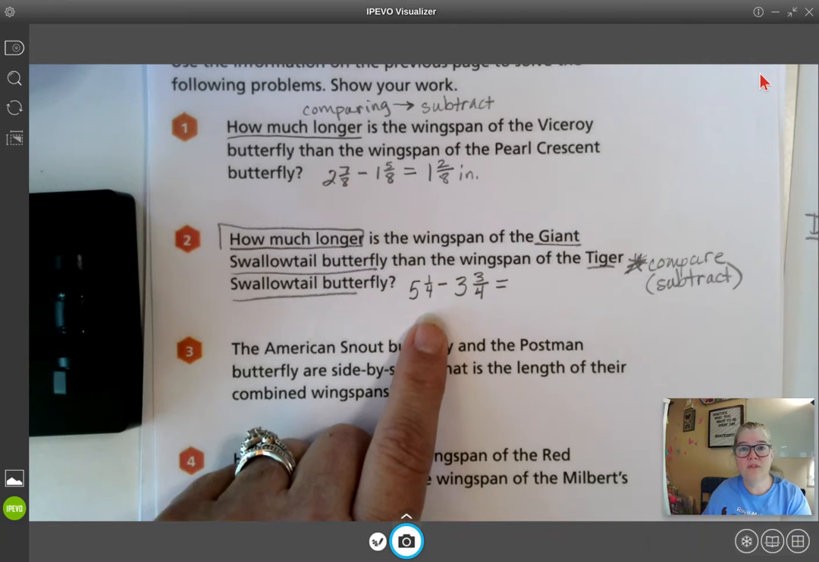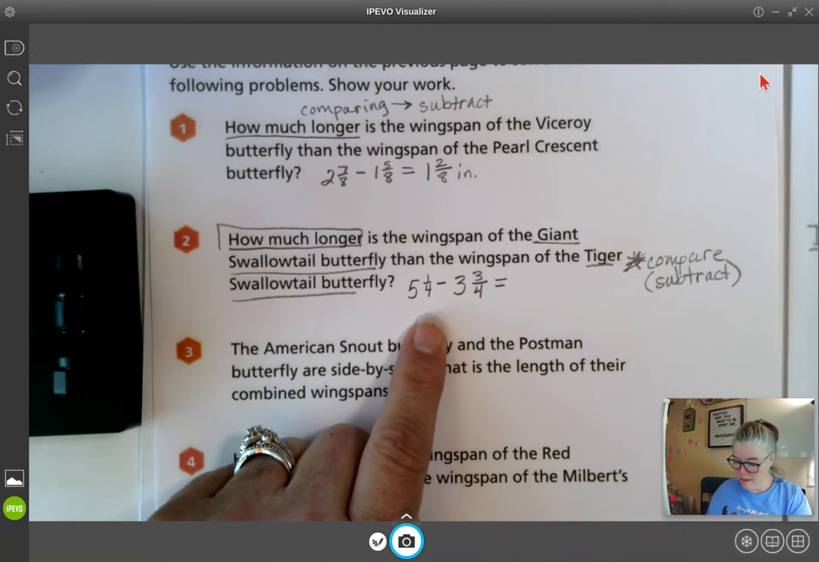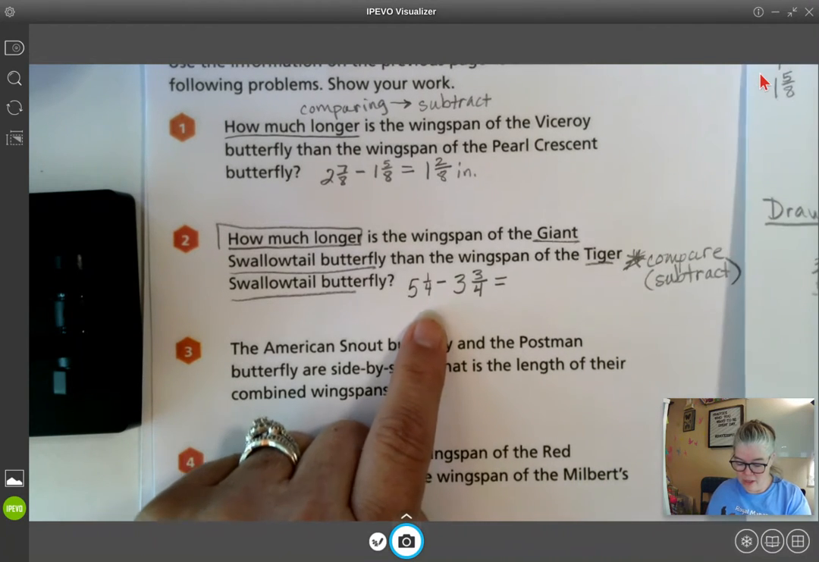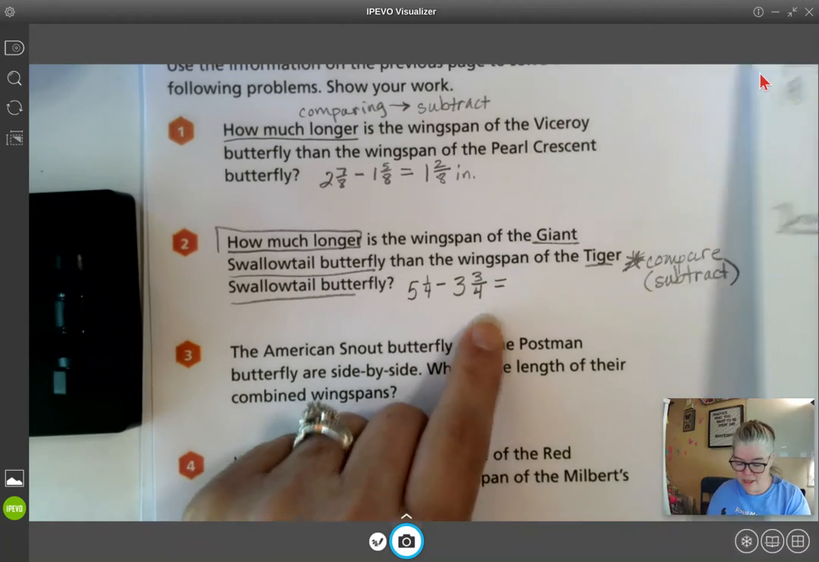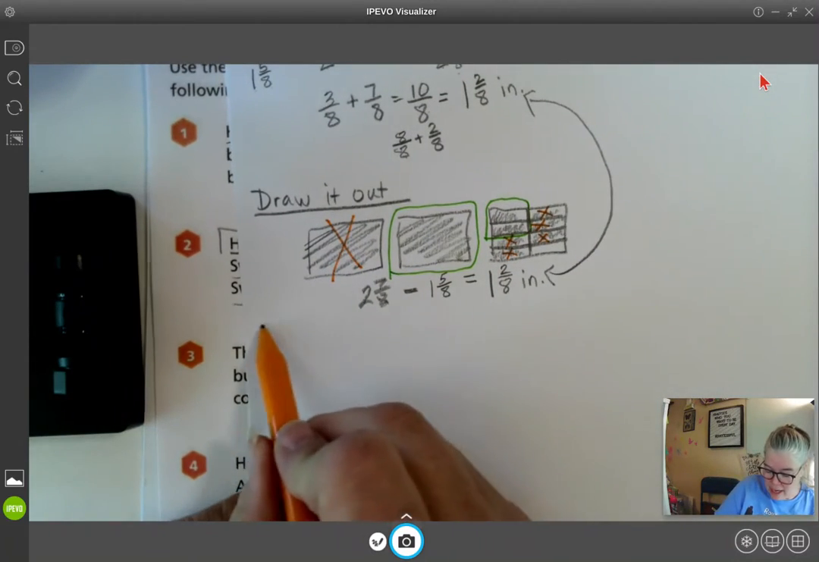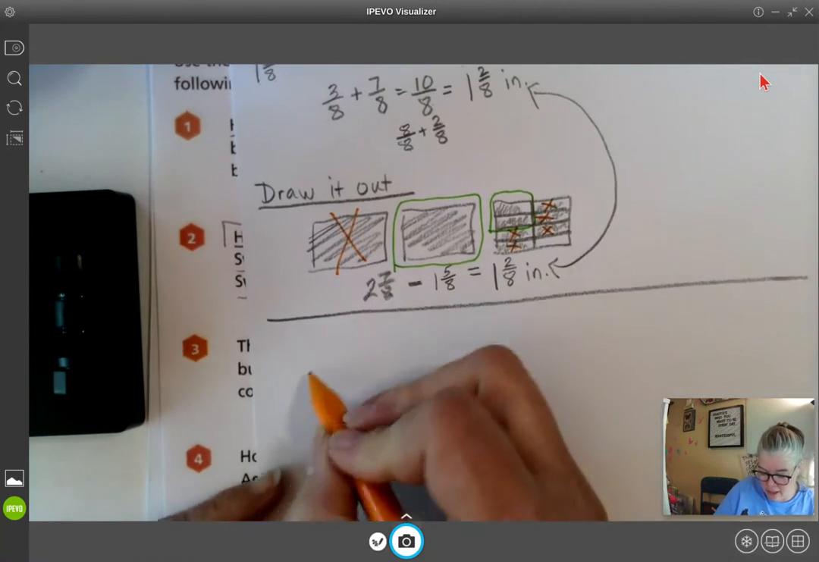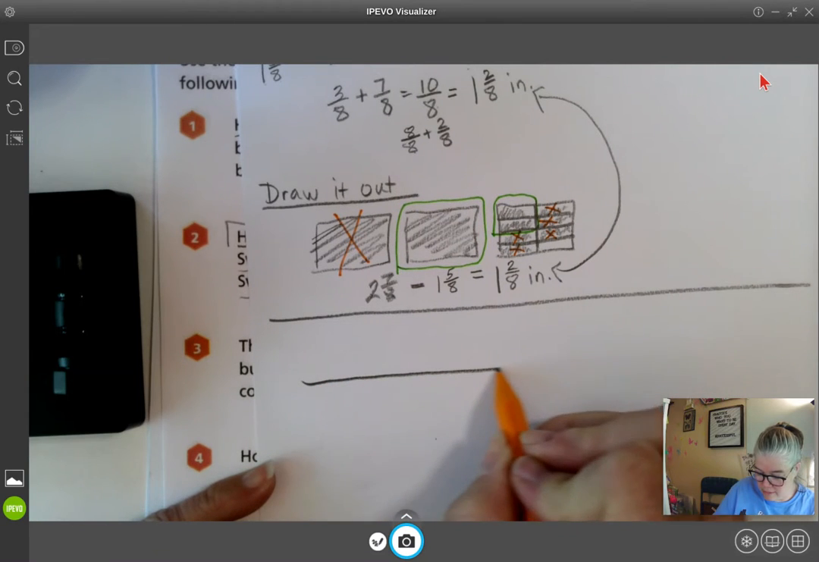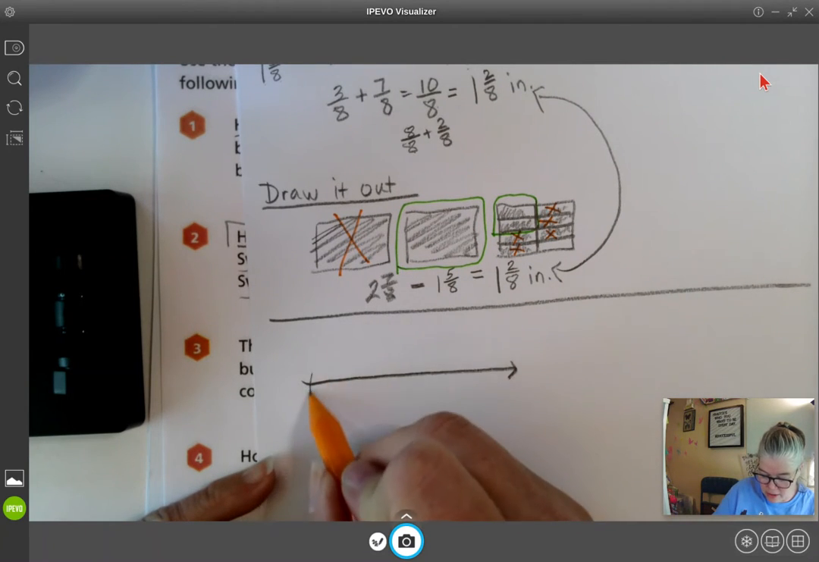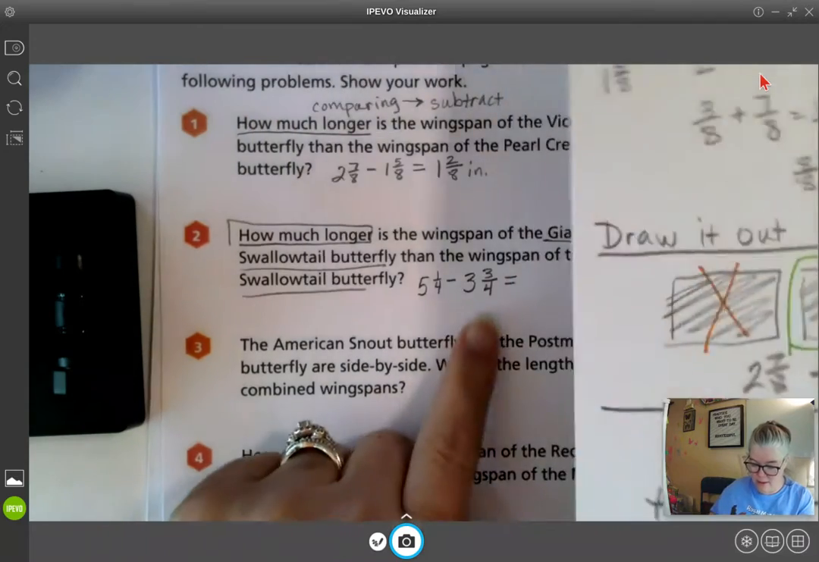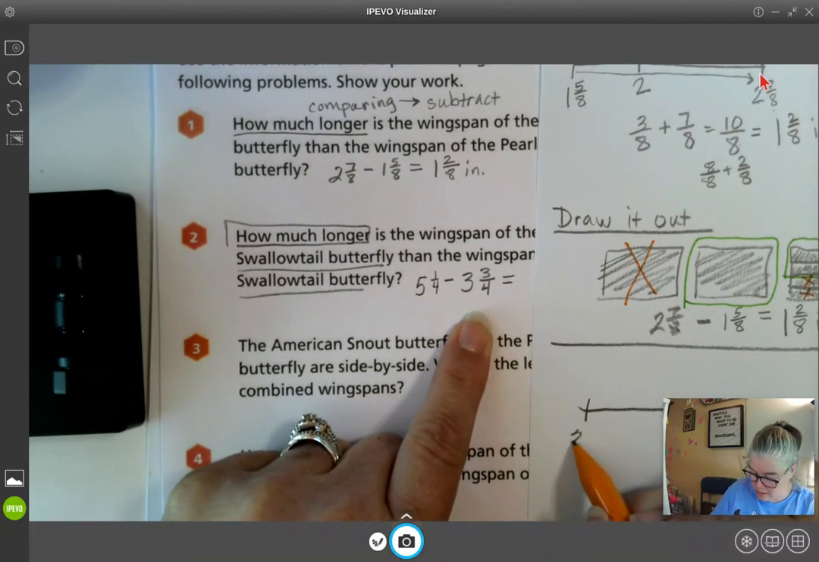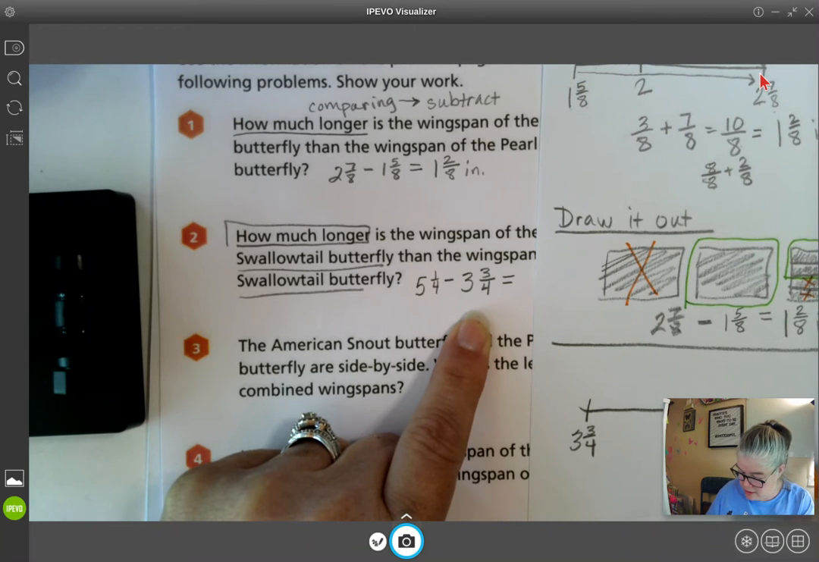Okay, now that you've hopefully tried solving that problem, let's see how we can do that one. So we need 5 1/4 minus 3 3/4. So let's add up or count on. To add up on this one, I'm going to start with the smaller number, 3 3/4, and I want to count up to 5 1/4.